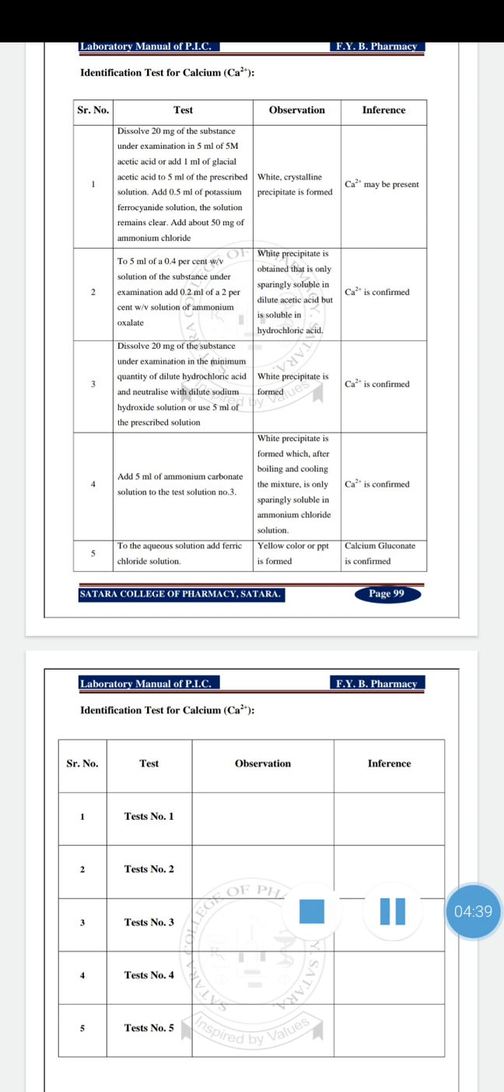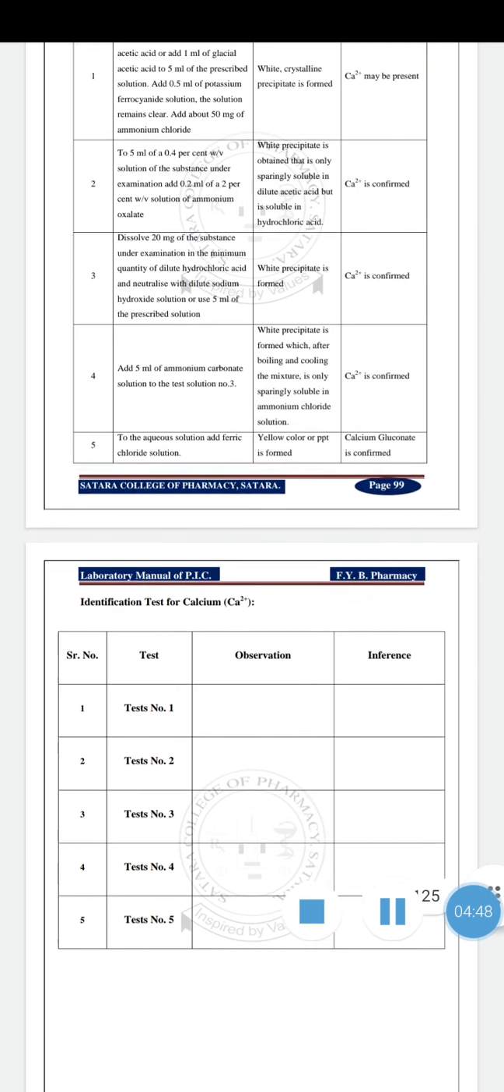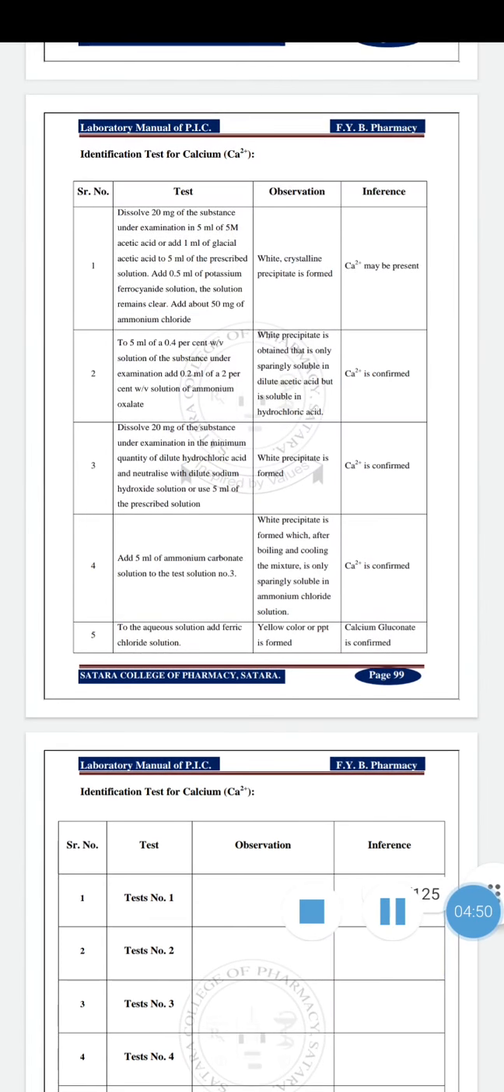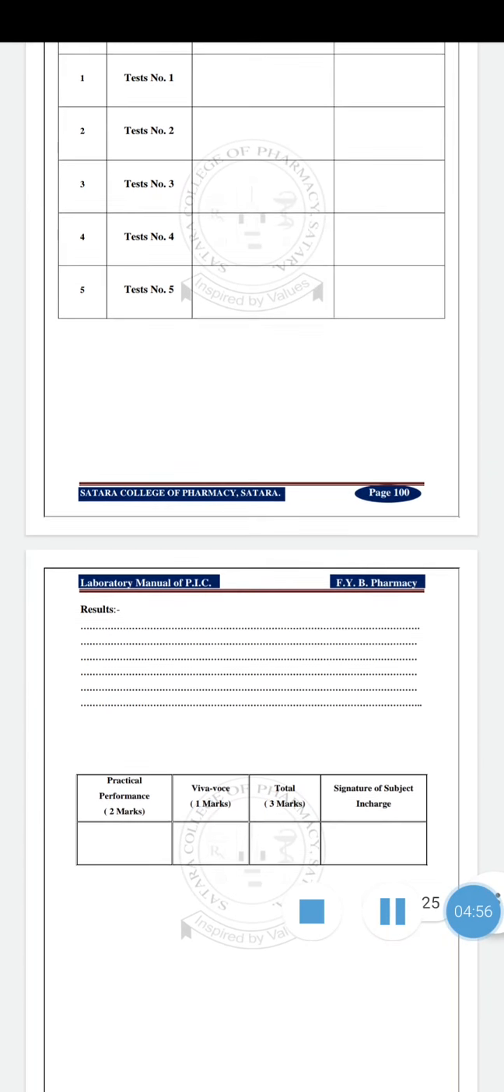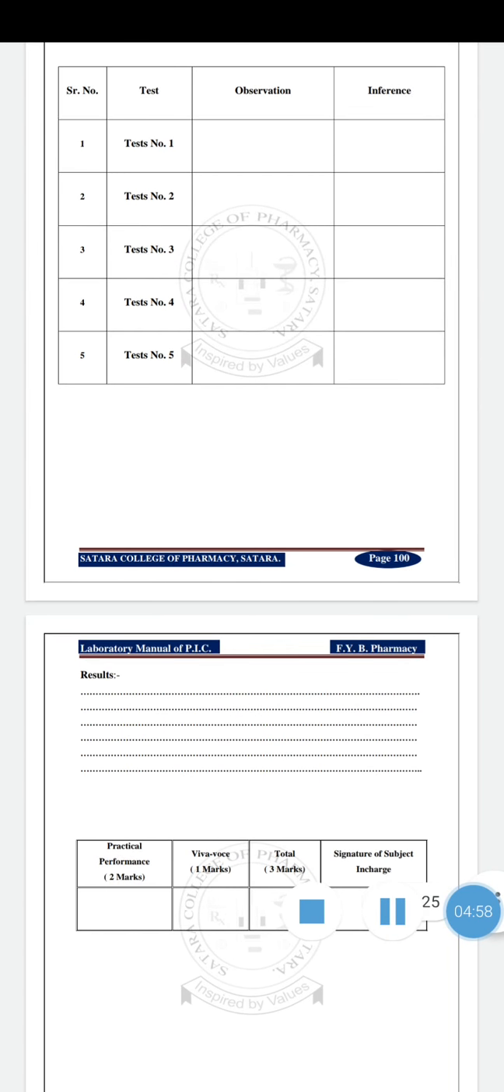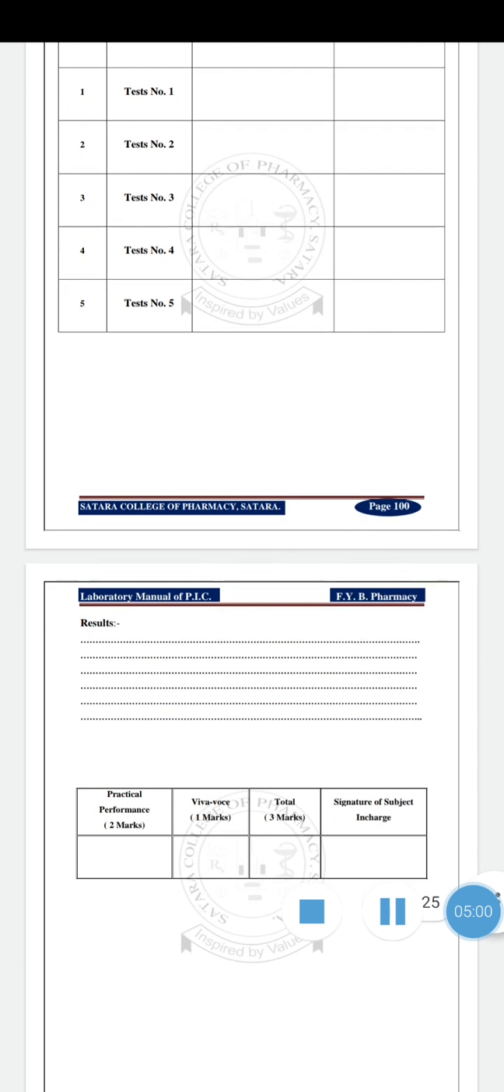Then to the aqueous solution add ferric chloride solution. A yellow color or precipitate is formed, and calcium gluconate is confirmed. This is how the identification test for calcium is performed. And after performing this test, the observation and inference are included in the result.